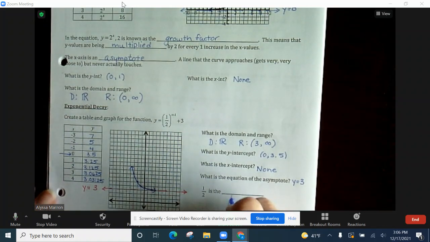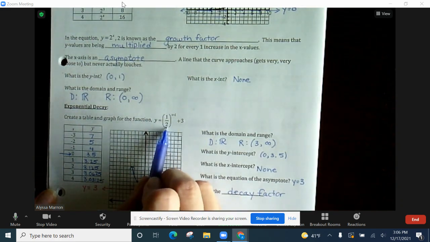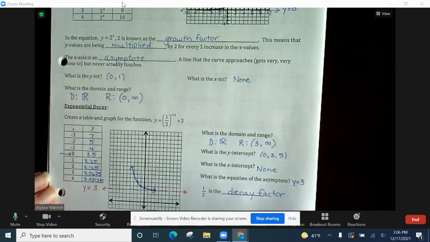And 1/2 is now called our decay factor, as opposed to our growth factor. I know it's a decay factor because that base is a value between 0 and 1. So we'll talk about that more on the next page.